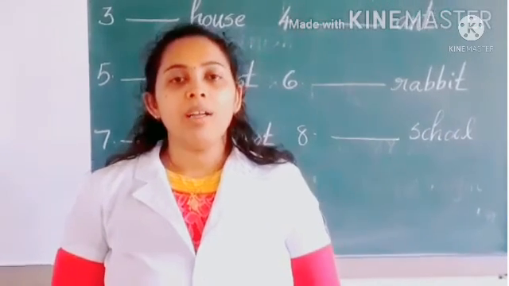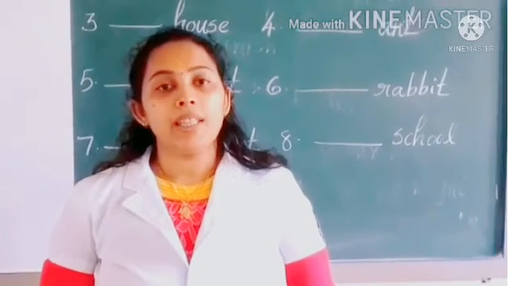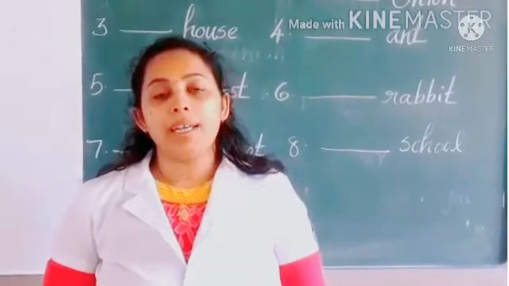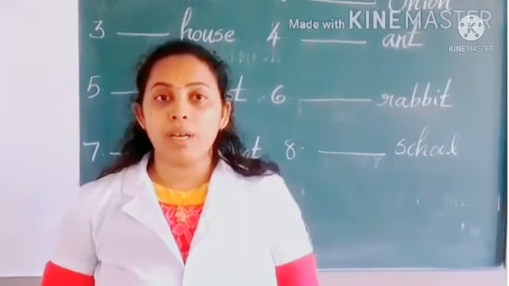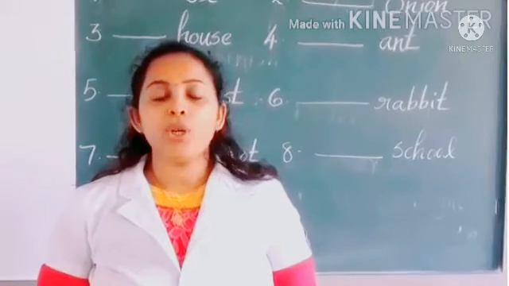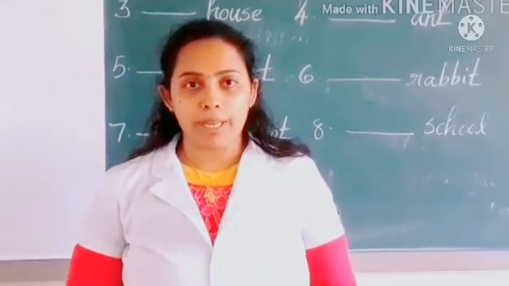I am Asha and we were discussing our 7th chapter, Playing in the Park, and today we will discuss the grammar part and one more textual exercise from lesson 7, page number 38. You know children, there are 26 letters in the English alphabet.